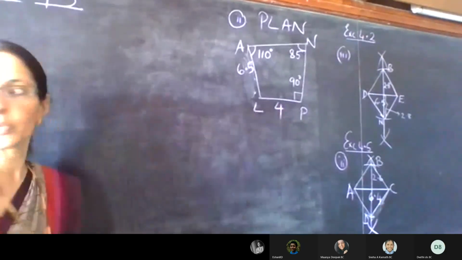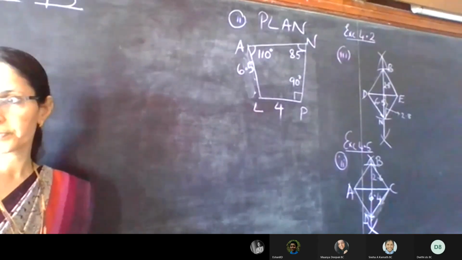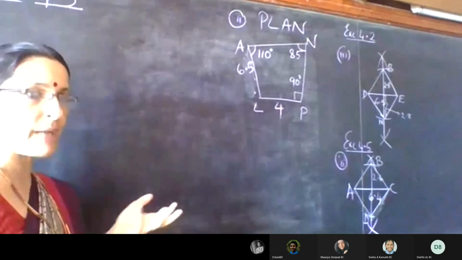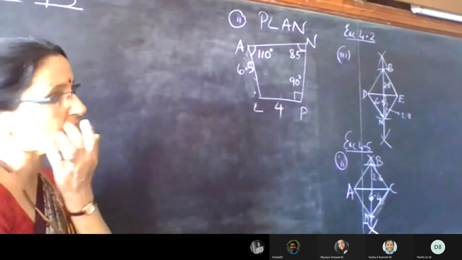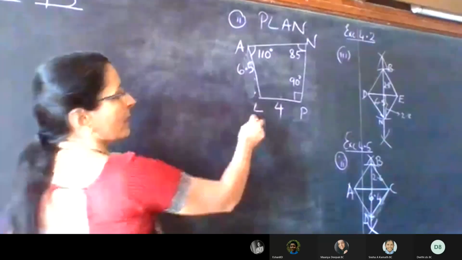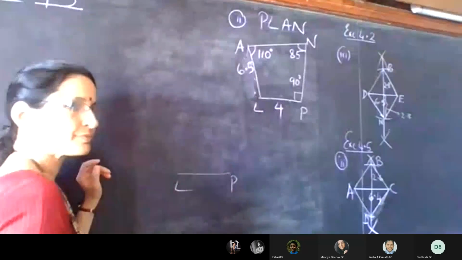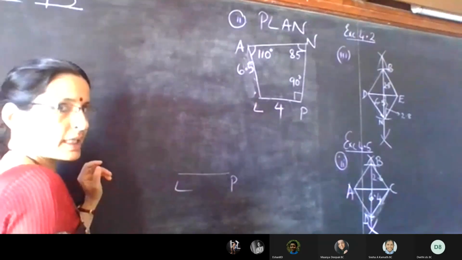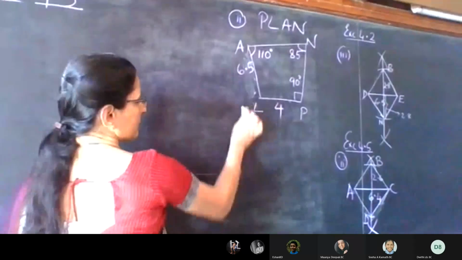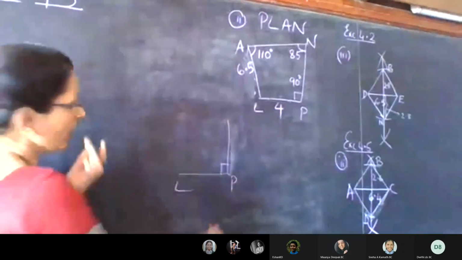Okay. Now, how do we construct? Let us have a plan, like how we plan our trip. We have to plan how to reach the final destination. So imagine I am drawing this. So PL is drawn. Then I can draw 90 degrees here. The next process is clear. Next one.